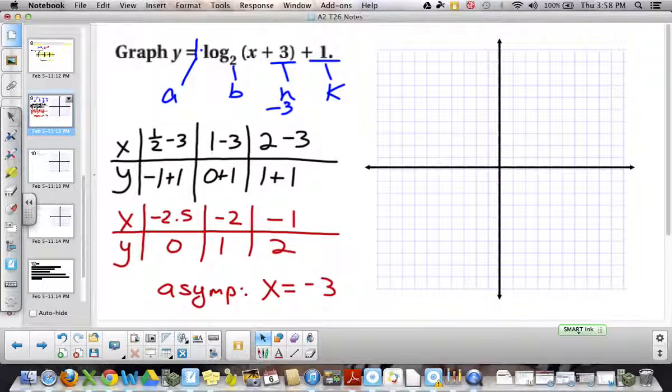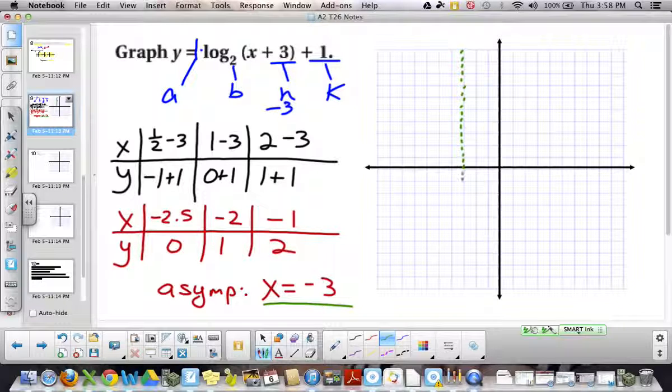Drawing the graph, start by graphing your asymptote. x equals negative 3 is the vertical line over here at negative 3. Then plot those points. Start with negative 2.5, 0, which will be right here on the x-axis. Then negative 2, 1 will be right here, and then negative 1, 2 will be right here. What we're going to have is it's going to come up along the asymptote and then curve out through those 3 points. And there's the graph of our logarithm.